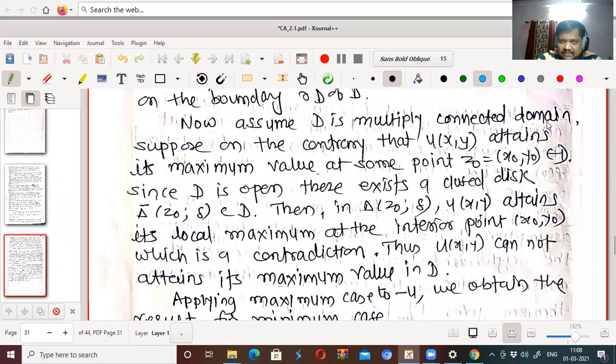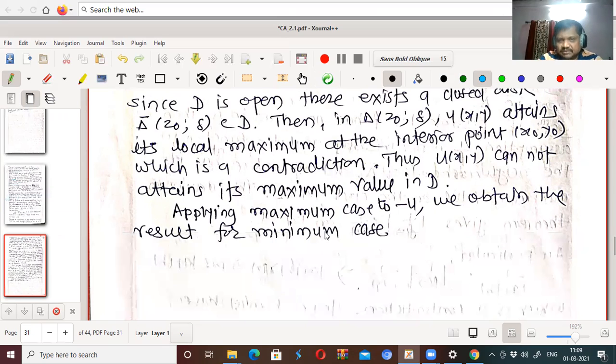Now suppose D is multiply connected. In this case also, suppose on the contrary u(x,y) attains its maximum value at some point z0 in D. Since D is open, there exists a closed disk having center z0 and radius less than delta in D. Then in this disk u(x,y) attains its local maximum at the interior point (x0,y0), which is a contradiction to the maximum modulus theorem. Thus u(x,y) cannot attain its maximum value in D. Applying the maximum case for minus u also, we obtain the result for the minimum case.